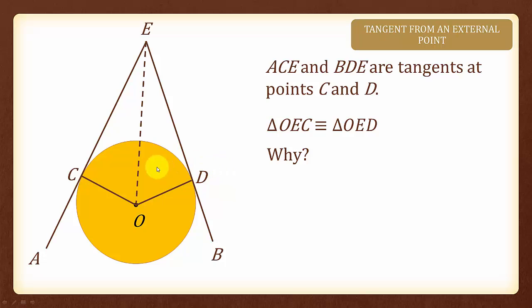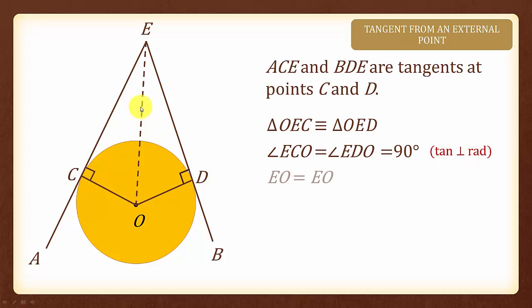Let's identify three pairs of measurements that can help us to prove that these two triangles are congruent. First, we know that angle ECO and angle EDO are 90 degrees because of tangent perpendicular to radius. And EO is equal to EO because they are common. Finally, OC is equal to OD because they are radii of a circle.